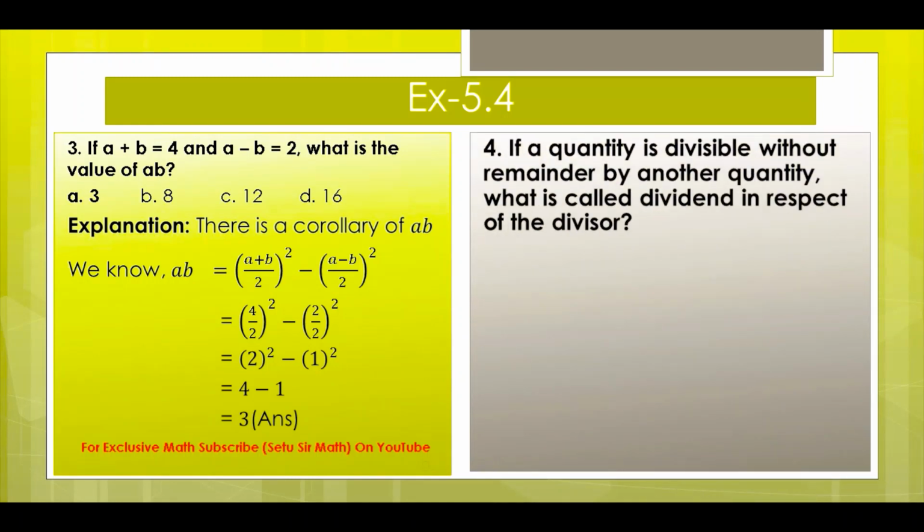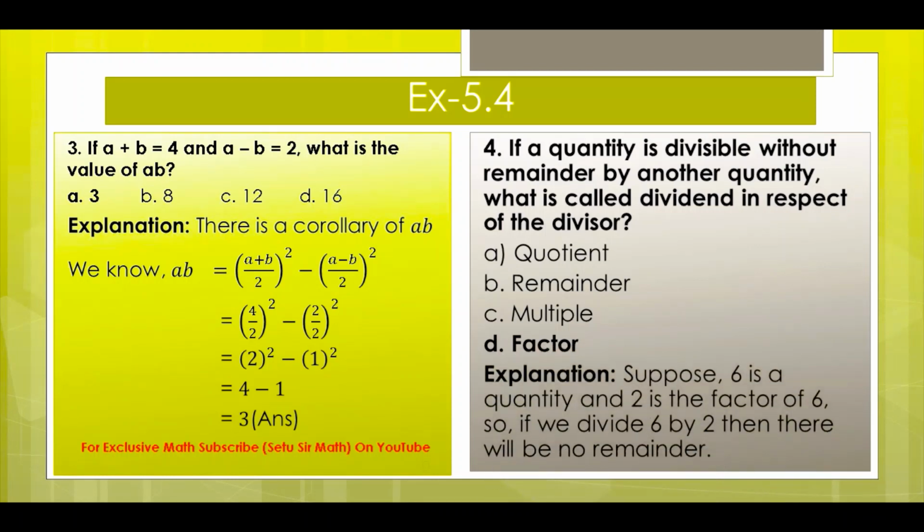Now number 4. If a quantity is divisible without remainder by another quantity, what is called dividend in respect of the divisor? These are the options: quotient, remainder, multiple, factor. This is the bold part. Factor is our desired answer. I am showing you the explanation.